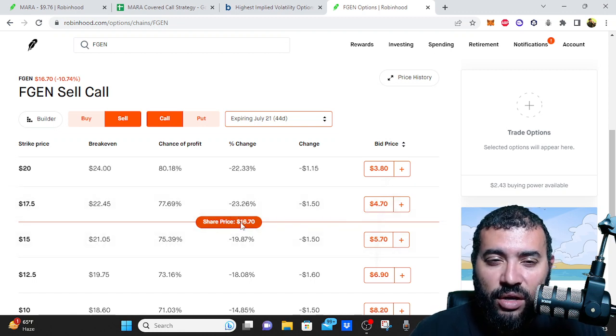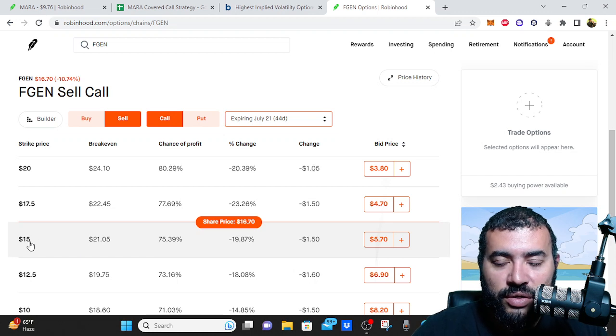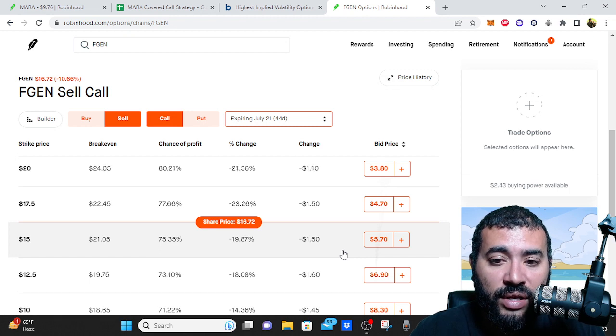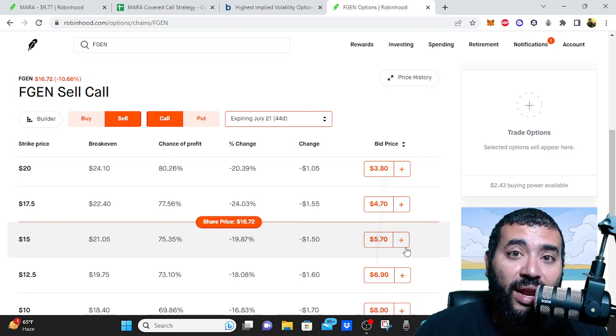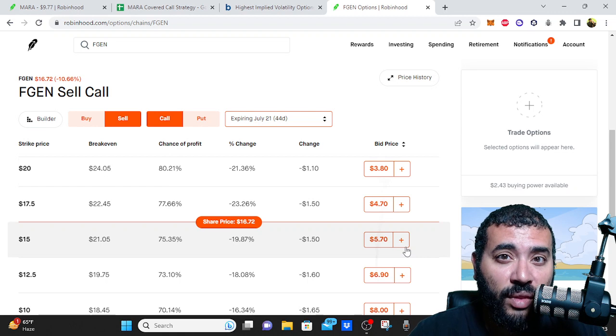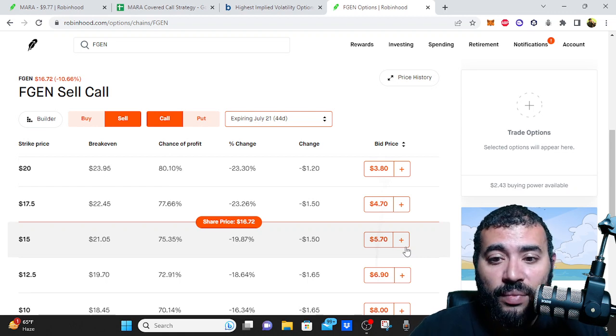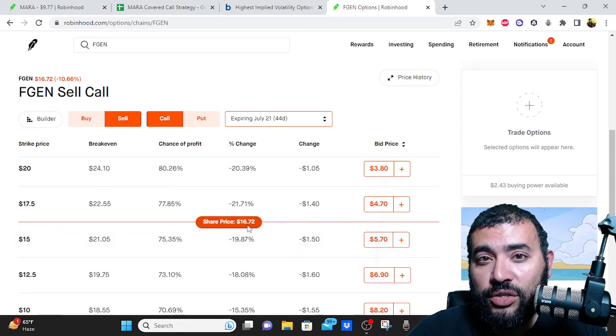$16.70. So you're paying $1,670 for 100 shares of this stock. And you sell the call for $5.70 per share. So that's a total of $2,070. Or so you sell the call for $5.70 per share, so you're getting immediately $570. That is about a $400 profit.